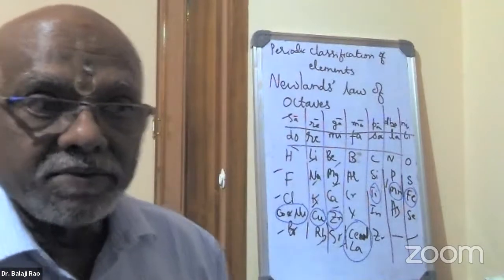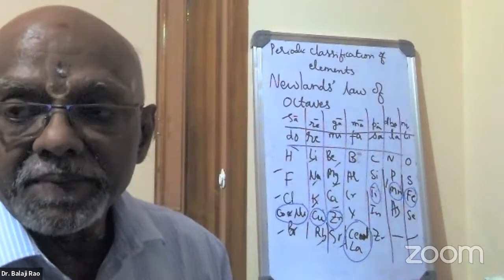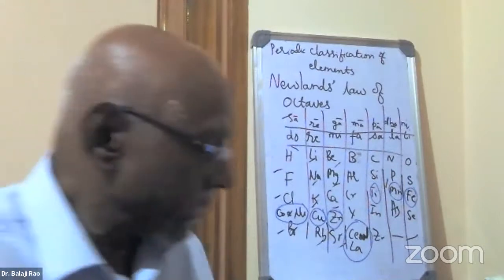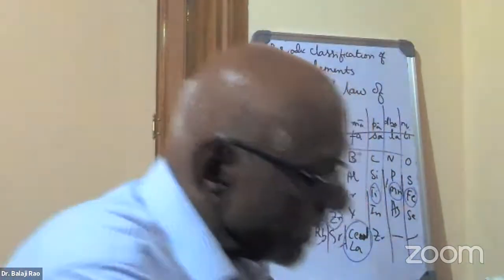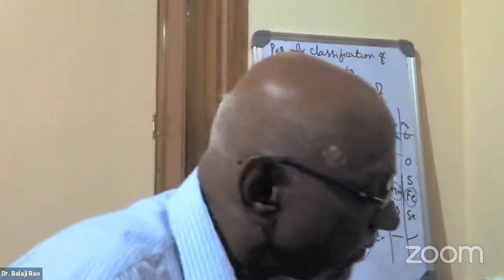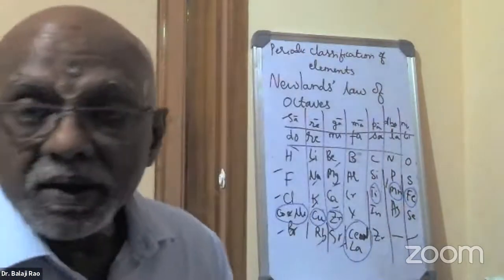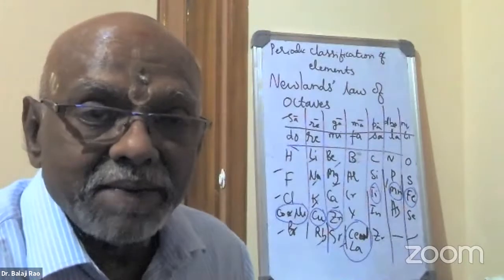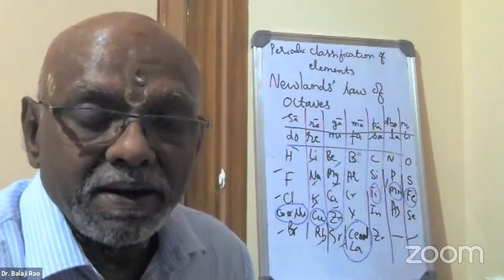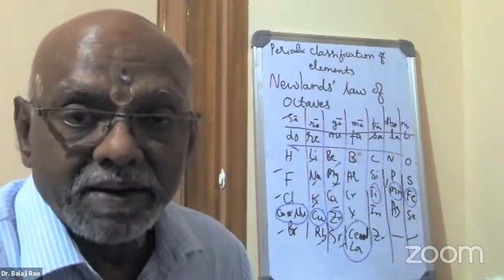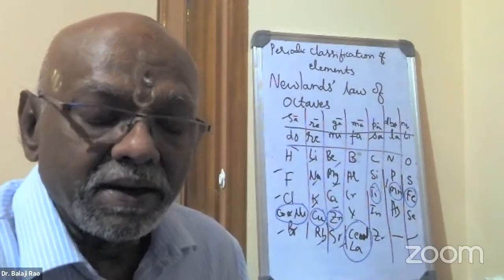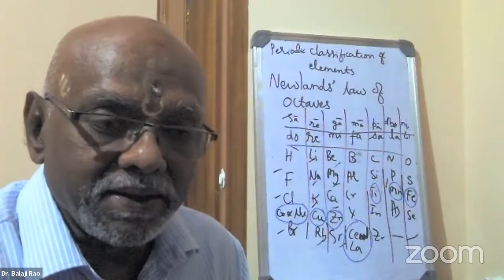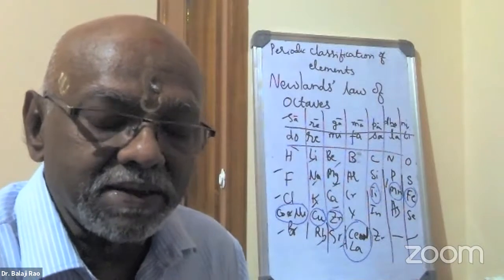Then, this is one more interesting point. When Newlands framed his periodic table, we go back to the history of that period. Newlands was in 1864. Then only 56 elements had been known to mankind. Today we have 118 elements. Only 56 elements were known, and Newlands assumed that there would be no further discovery. This is the end of the world.